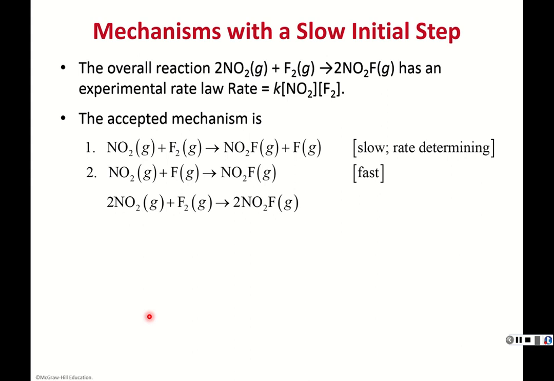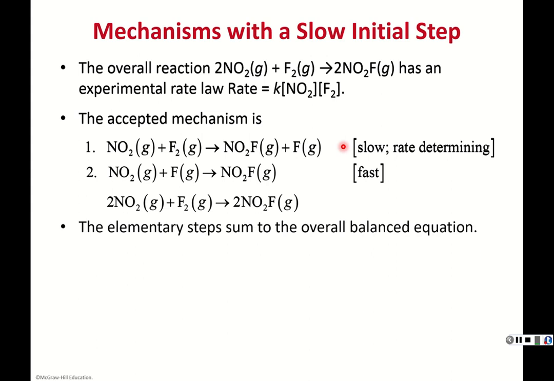Okay, so when you cancel the F's out that are intermediates on both sides of the arrow, this is our overall process. The first step is our slow step, and the second step is our fast step. So the rate law that's experimentally determined would be the same rate law that you calculate if you looked at just that first slow or rate limiting step. You'd have one molecule of NO2 and one molecule of F2, so the rate law would depend on those two concentrations.